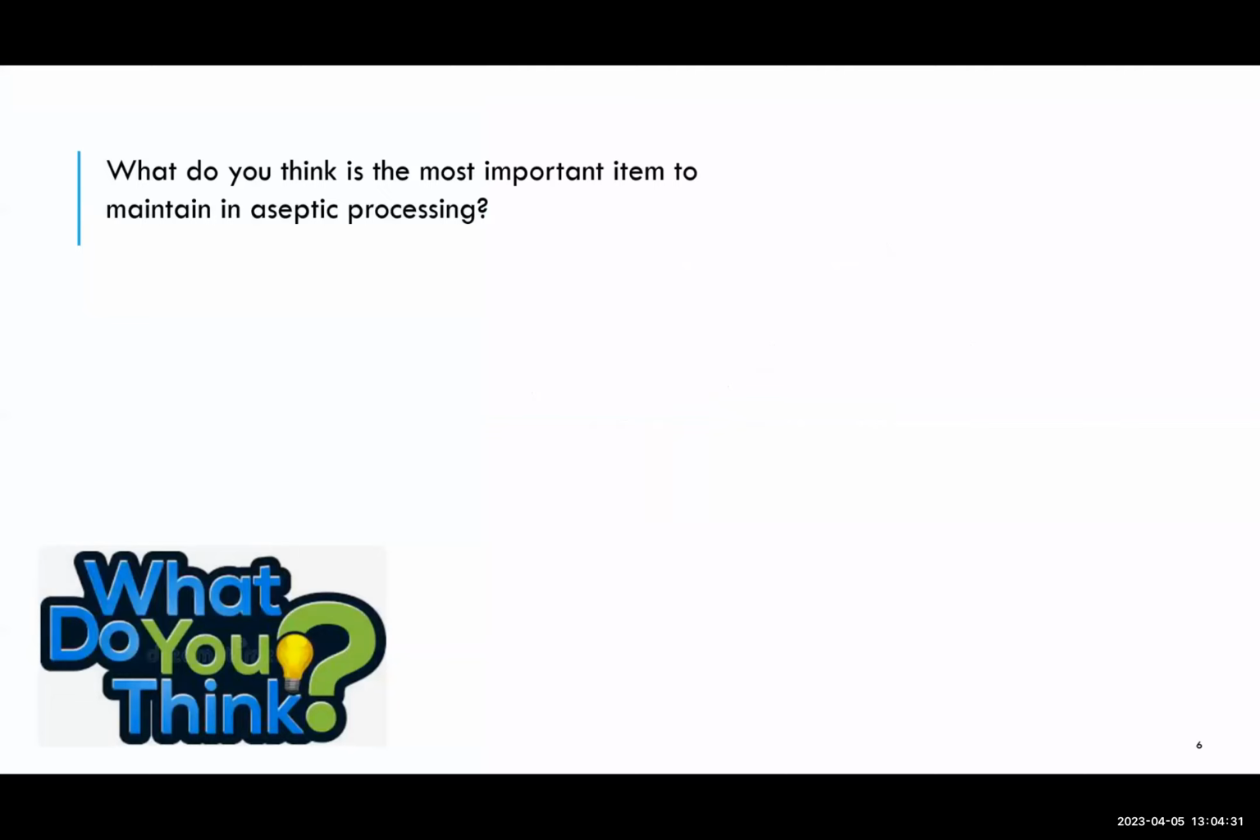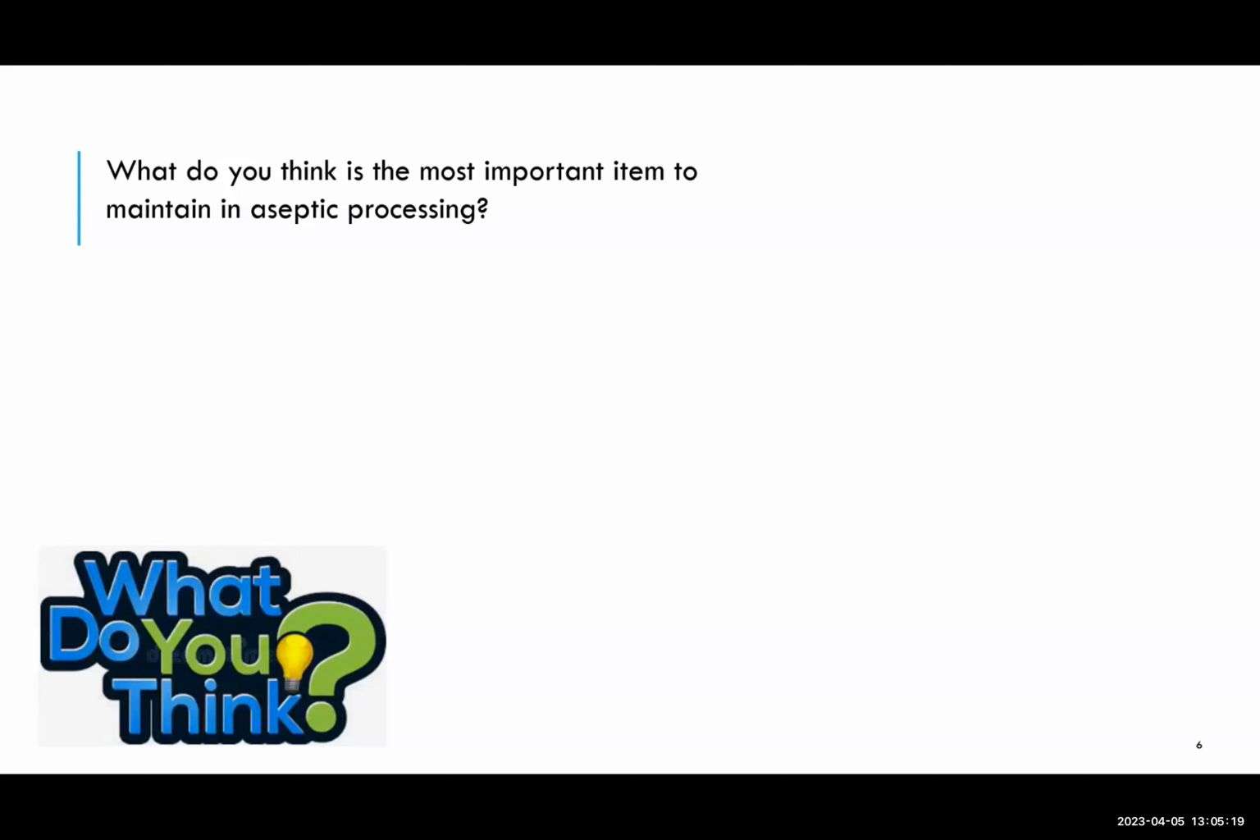So what do we think is the most important item to maintain in aseptic processing? You can unmute and answer, or you can drop it in the chat box. What do we think is most important to maintain? I would think maybe your own body, whoever's working in the area. Yeah, so reducing contamination. Yeah, any personnel contamination. Anybody else have any ideas? Environmental. Yep, we have to maintain the environment as well.